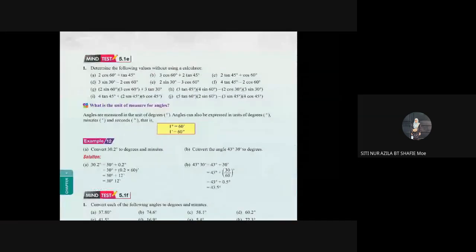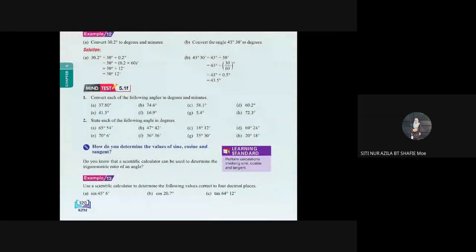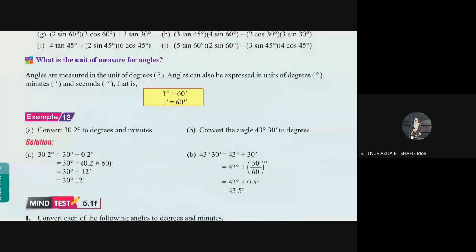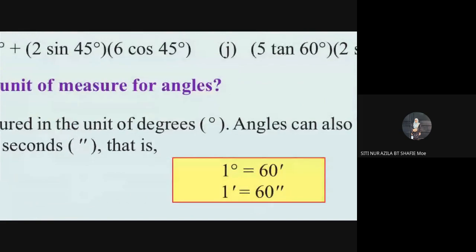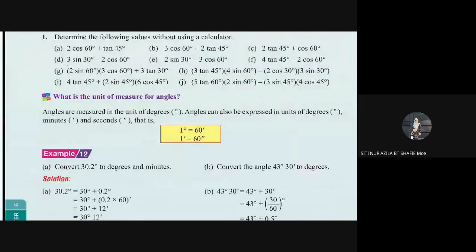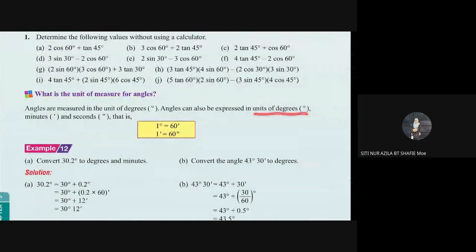Now, I want you to refer to page 120. We are going to learn about the unit of measures for angle. So usually what you have learned from Form 1, angles are measured in the unit of degree. I think you are familiar with this one. But other than degree, angles also can be expressed in units of degrees, minutes, and seconds.